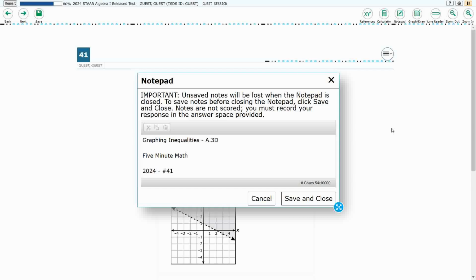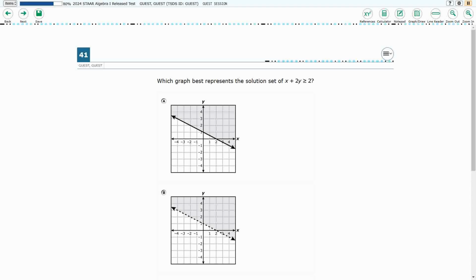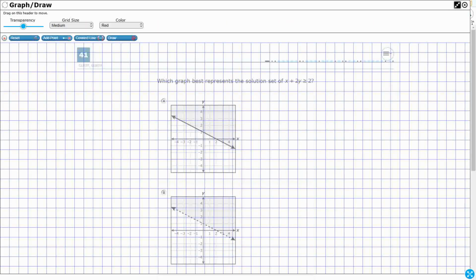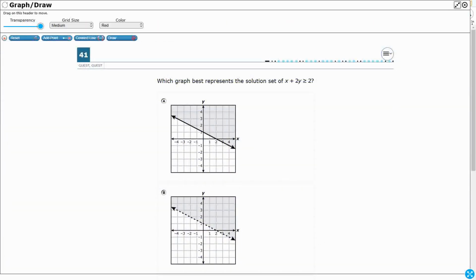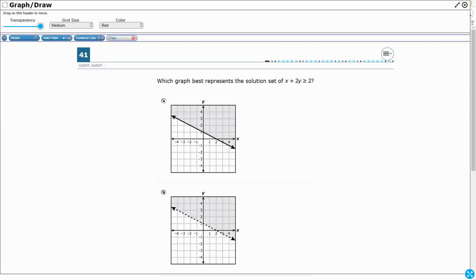Today we are looking at the Algebra 1 concept of graphing inequalities. This is standard A.3D in the great state of Texas, and we are using item number 41 of the 2024 released STAAR test. If you haven't done so already, please go ahead and take a moment to pause the video, work this problem out on your own, unpause it, and we will look at our answers together.